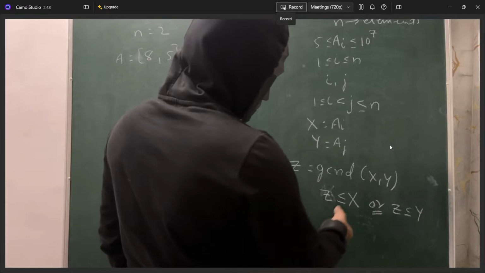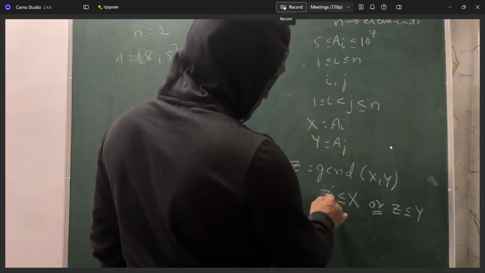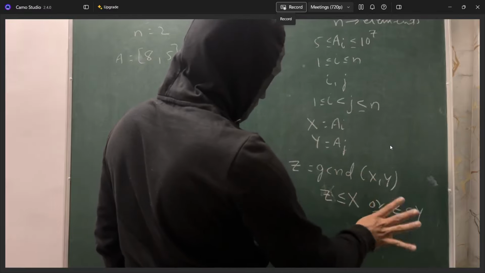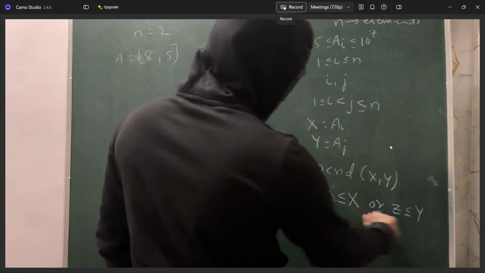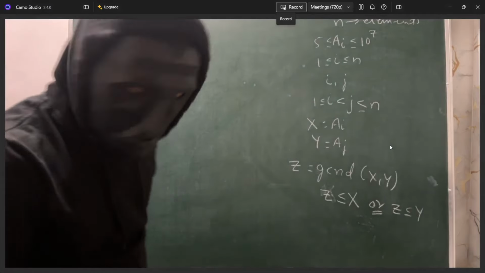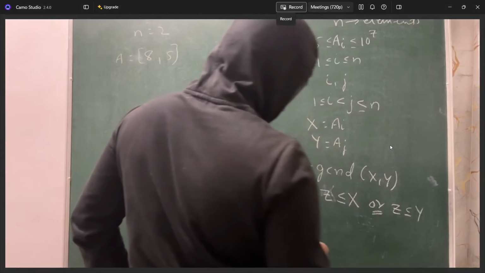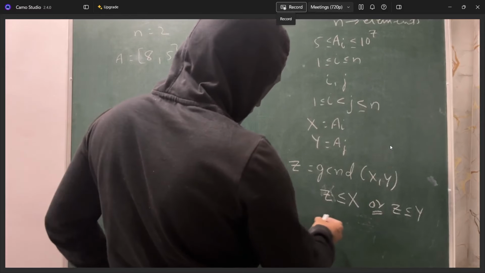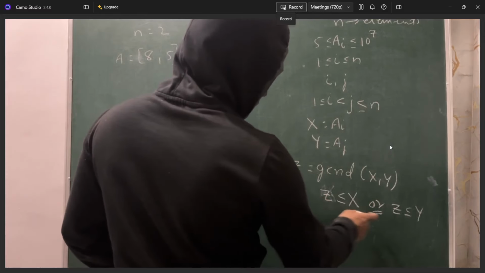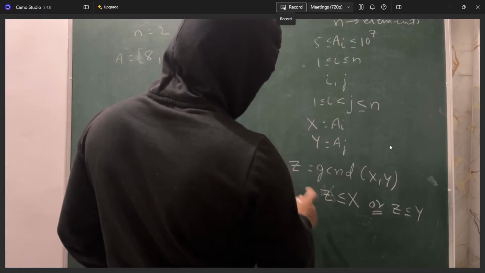Okay, and if this z is greater than both x and y, then it is not a GCD. So this is the meaning of this statement. And then the second statement they've given is that x and y should not be a multiple of z.